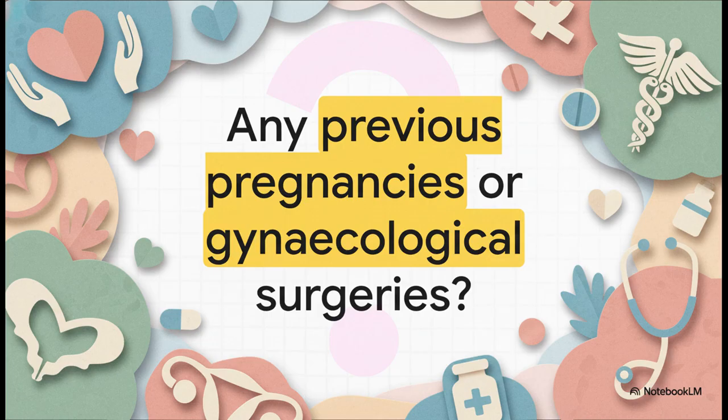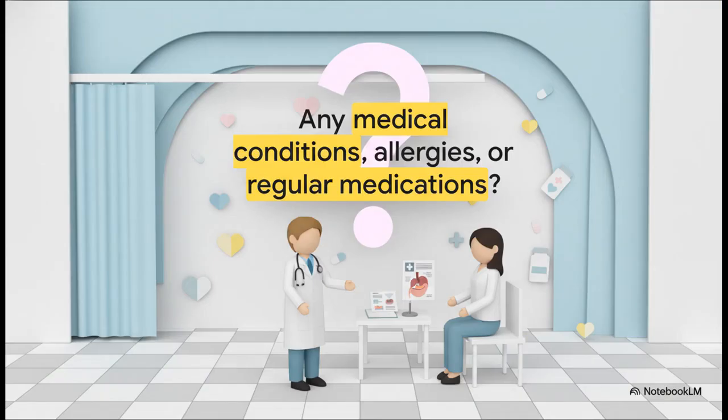So for her reproductive history, you'll need to ask about past pregnancies. Has she had children, any miscarriages, or any previous terminations? And don't forget to ask about any past gynecological or even abdominal surgeries, as these could be really relevant. Next, you've got to screen for those key medical issues. You know the drill. Ask about conditions like diabetes or high blood pressure, check for any known allergies, and find out about any regular medications she's on. This is all essential for the safety of the procedure and the anesthesia.